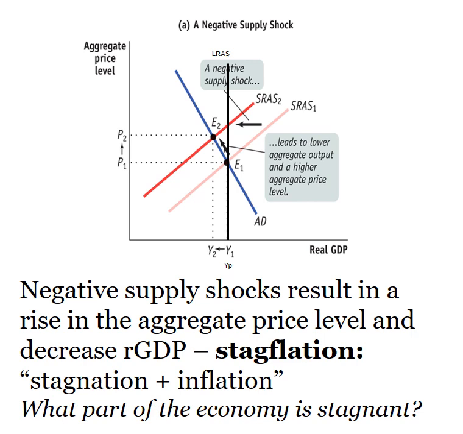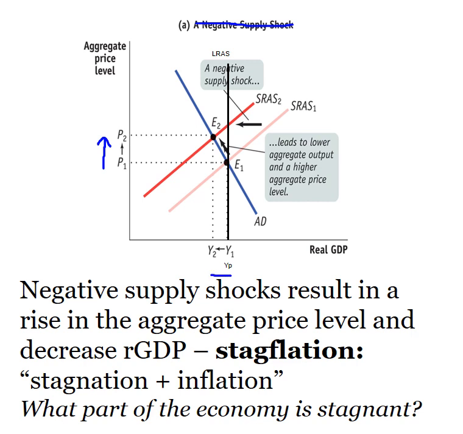Here we have a model showing a negative supply shock because SRAS is shifting to the left. Now, there's a brand new term that is caused by a negative supply shock, and that's called stagflation. Stagflation is a combination of two words. So we have stagnation and inflation. Inflation is clearly referring to the price level. So we can see that from E to E2, the price level went up, inflation.